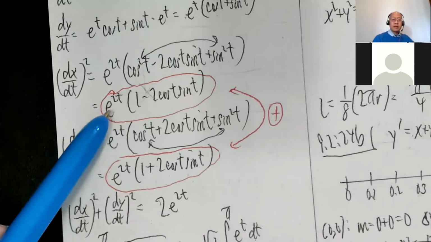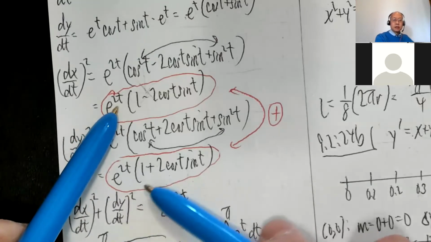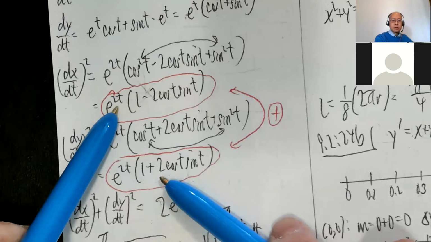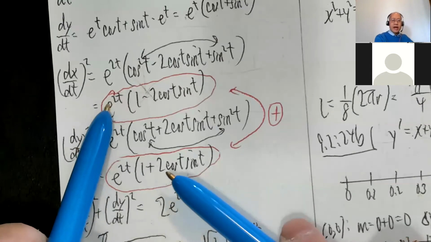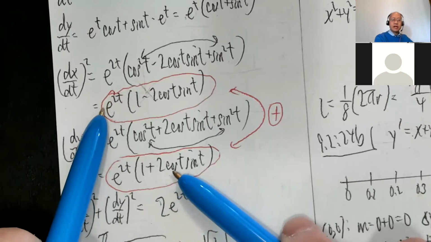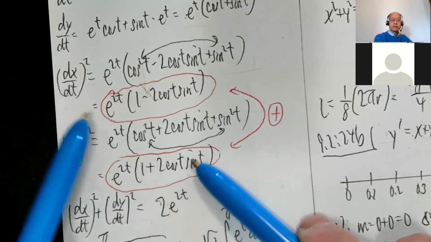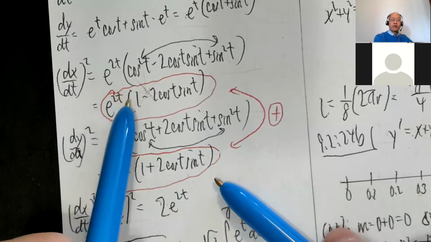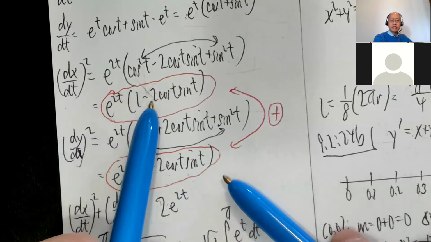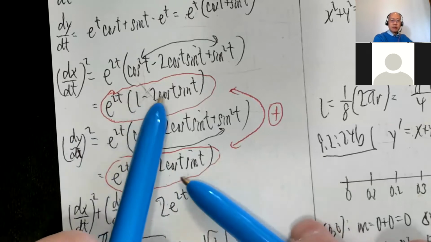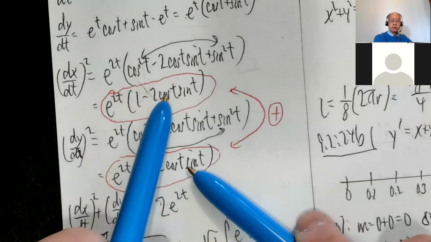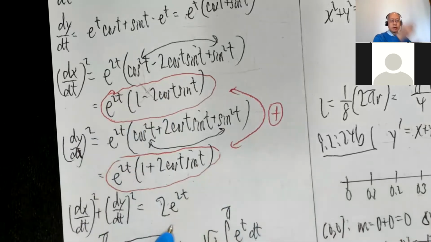So in other words, I want this plus this. So dx/dt squared plus dy/dt squared. If I add these two together, I can factor out the e to 2t. I have 1 minus 2 cosine t sine t plus 1 plus 2 cosine t sine t. Well, these two are going to cancel out, right? And then I just have 1 plus 1, which is 2. So 2 e to the 2t.